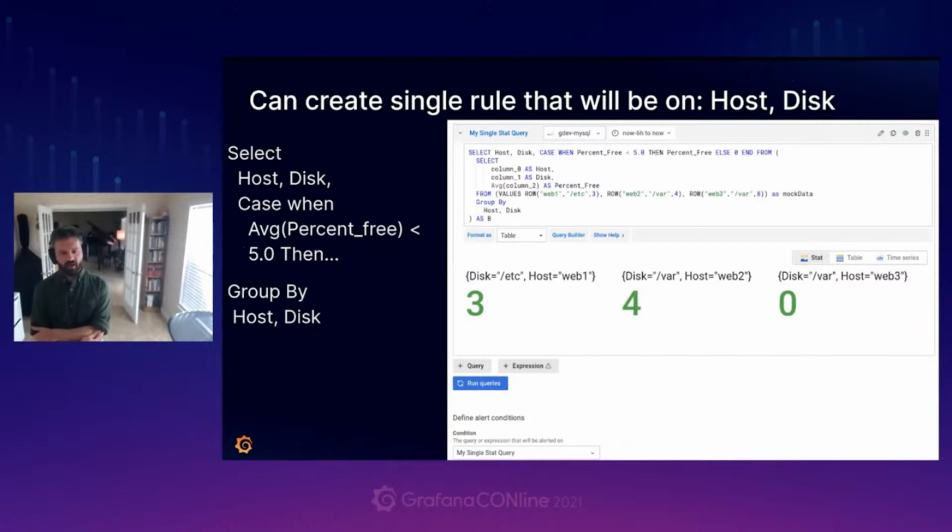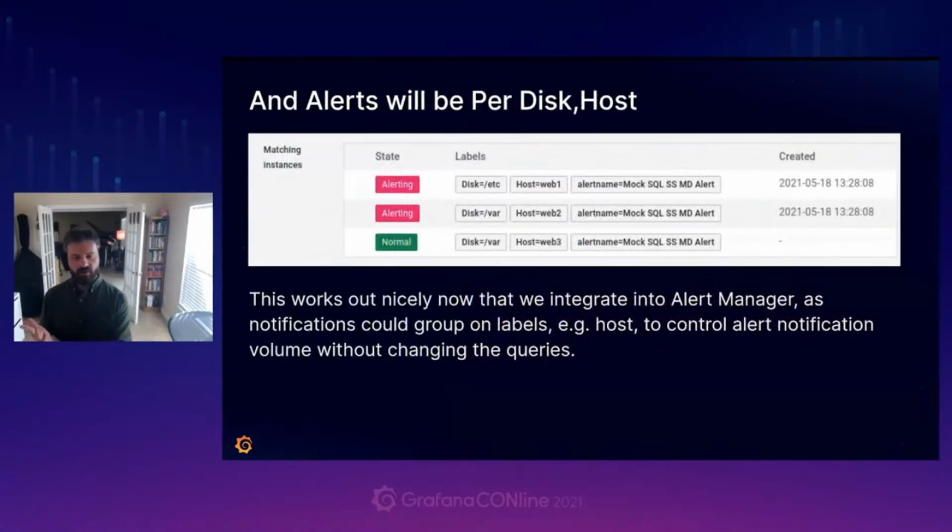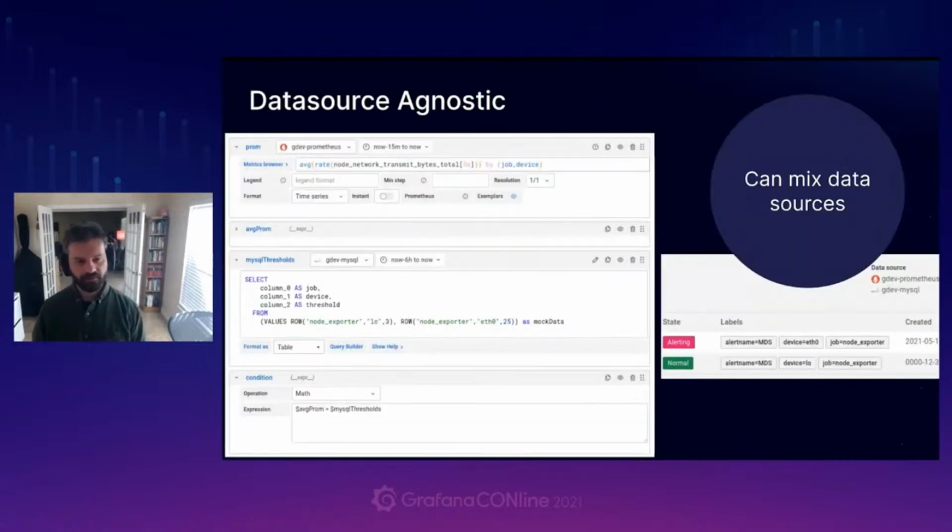So in this way, we get not actually time series, but single stats back. So the data being returned to Grafana is single stat and it's multidimensional. So we're achieving both of these in this. And then when we do this, we get an alert per host and disk. And this works out nicely in terms of integrating with Alert Manager, as Josh was showing, in particular grouping, because you can control how you want these labels to be grouped into notifications without actually changing your queries, which I think that decoupling is a very good design choice from the Alert Manager team.